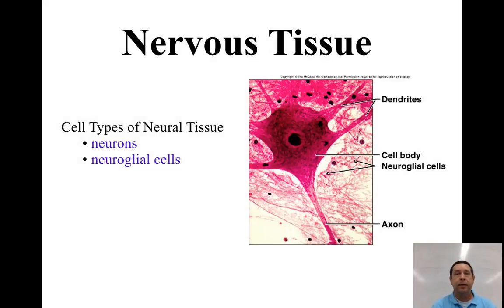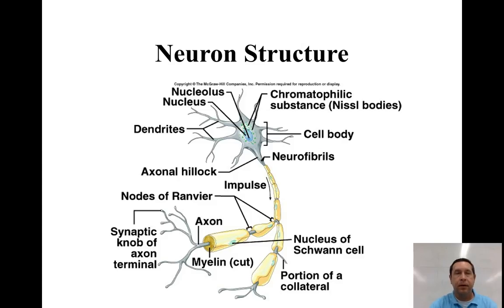All right, in this video we're going to talk a little bit about the nervous tissue, what makes it up, what are the functions of the different cells that make up nerve tissue. So we're going to start with the neurons and the neuroglial cells. Those are the two basic kinds of cells found in nervous tissue or neural tissues. Neurons are the ones that carry the electrical signals, and the neuroglial cells are the supporting and protecting cells.